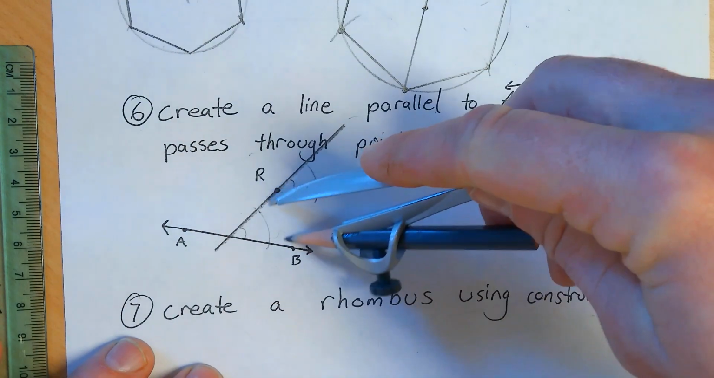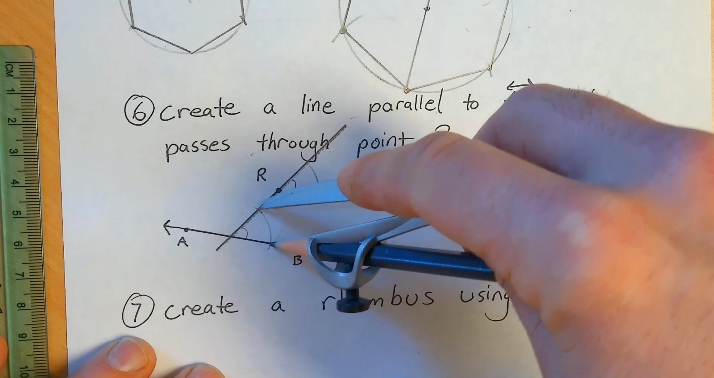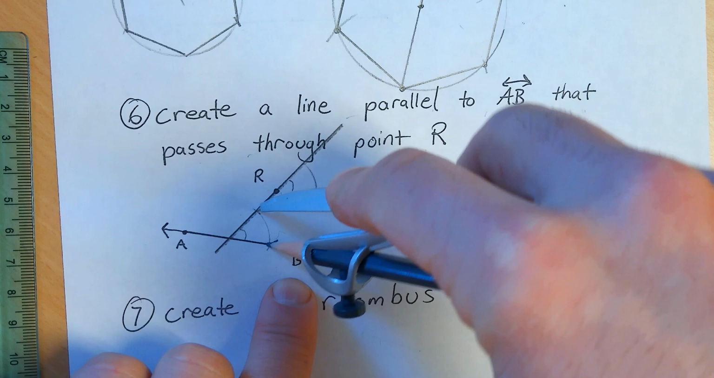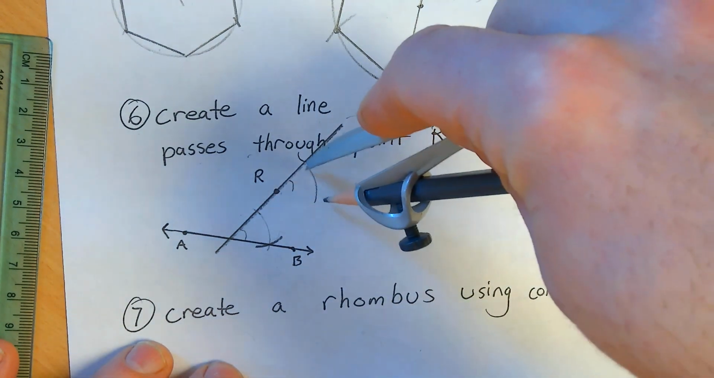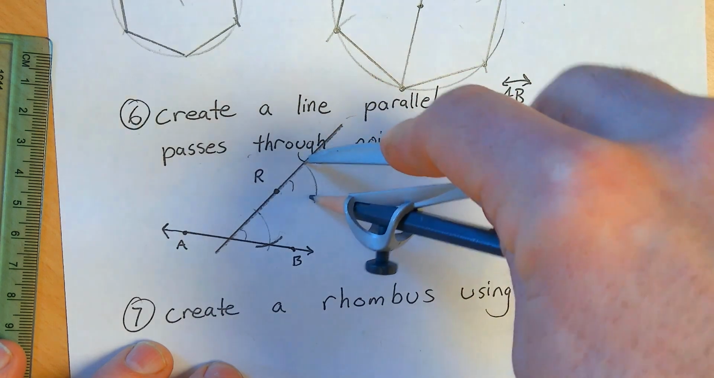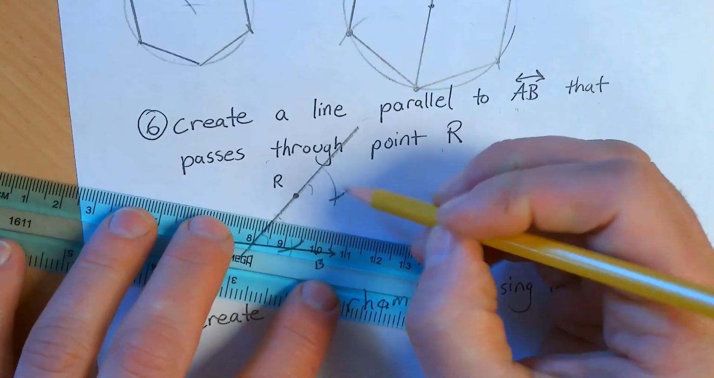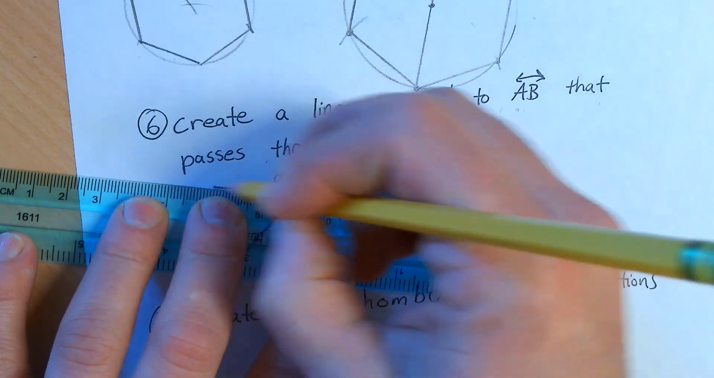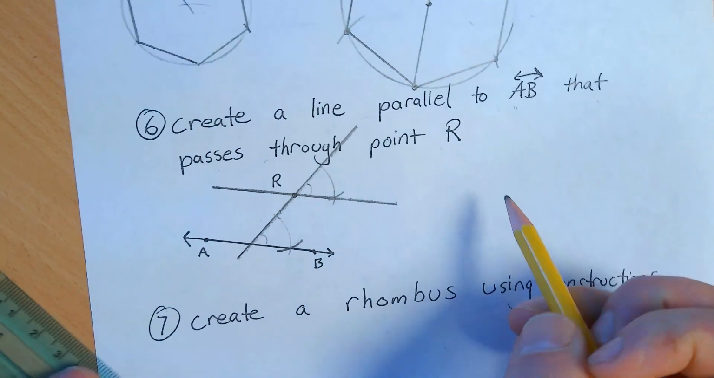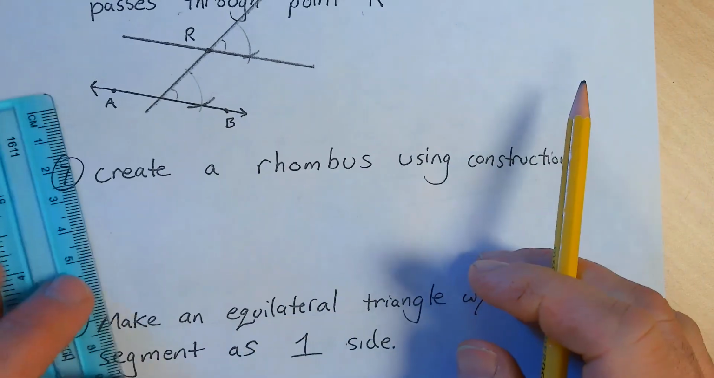This is upside down, so let me put the pin up here. Set it to, oh look, I'm already the right size. There we go. Make that measurement mark. Adjust if necessary. All right. Upside down angle copy. Parallel line. Good enough. Create a rhombus using instructions.